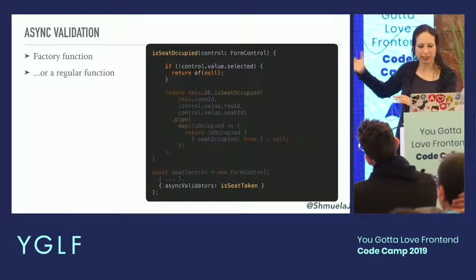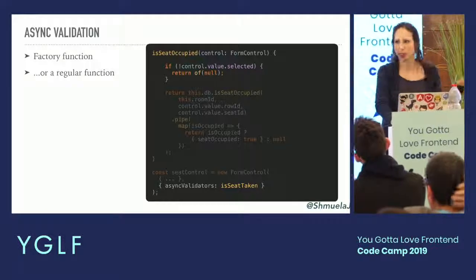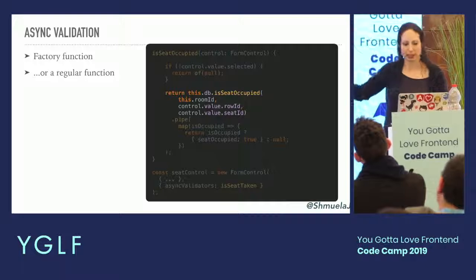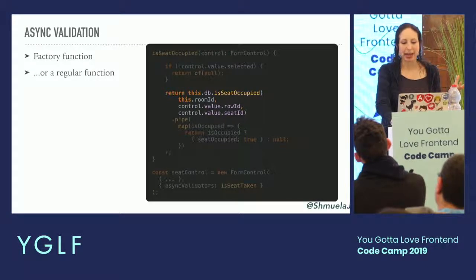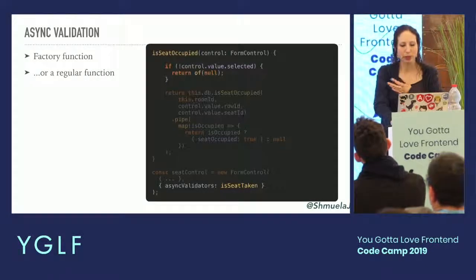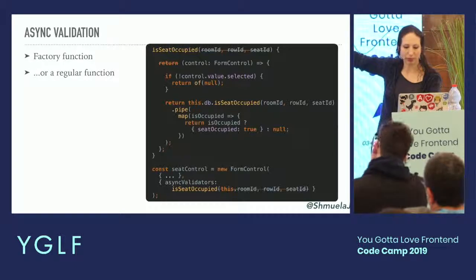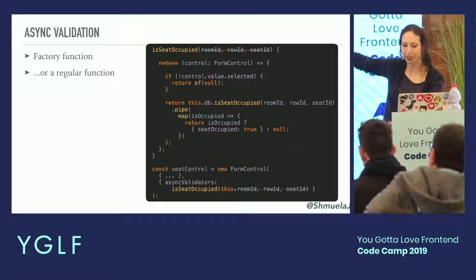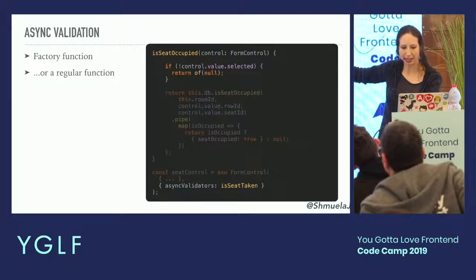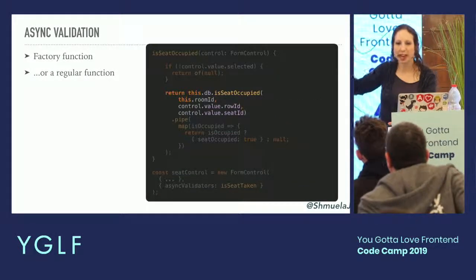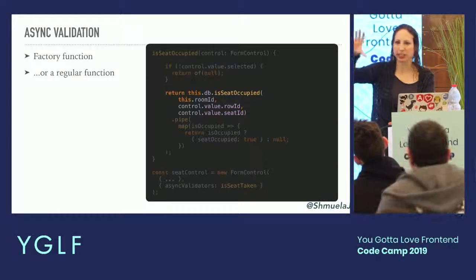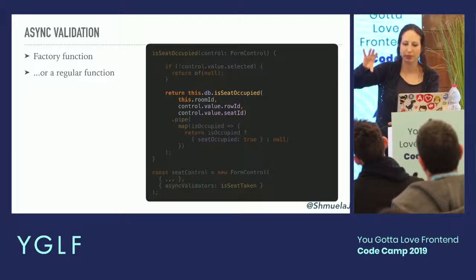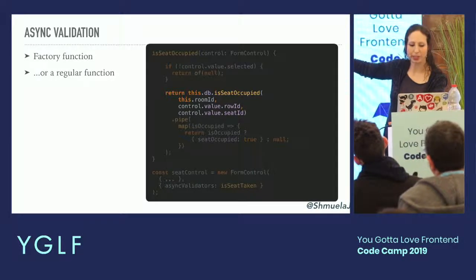The logic is the same. We check whether it's selected or not, and then we get is it occupied? Before, we needed to send the room ID, row ID and seat ID to check, right? But we have it on the control. Remember I said that I want to have all the data on the control, on my value. So that's how I use it.